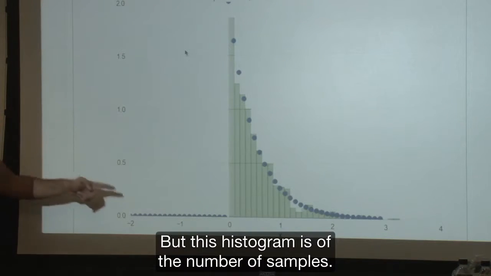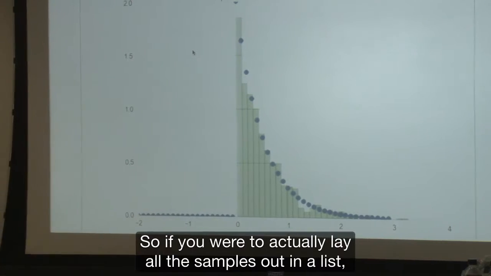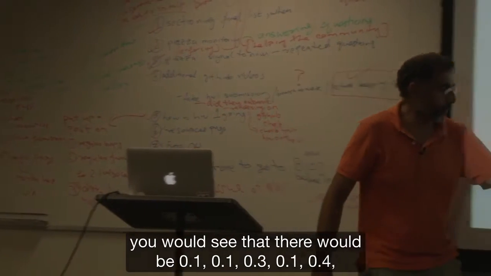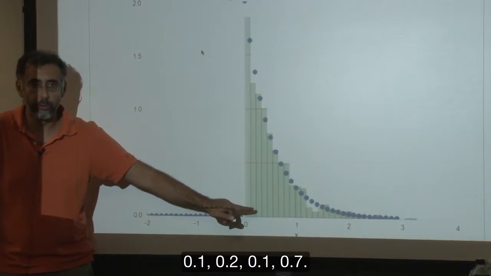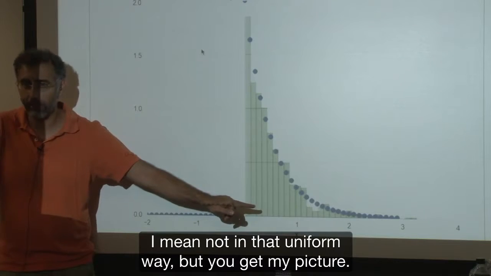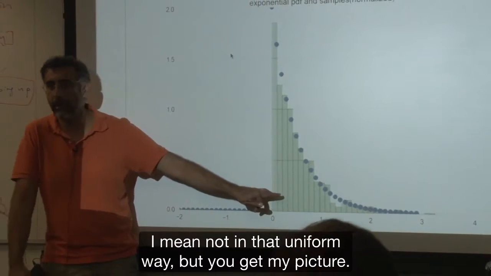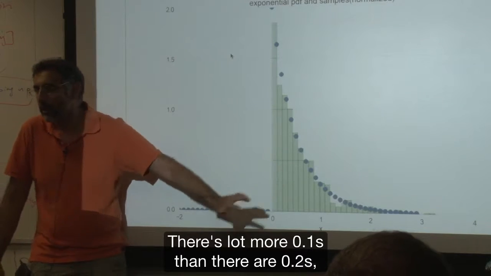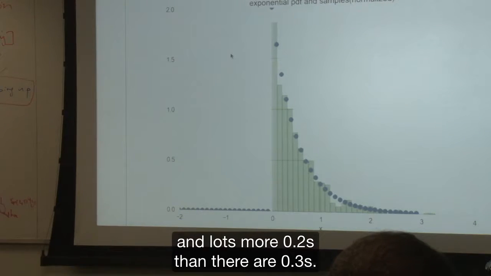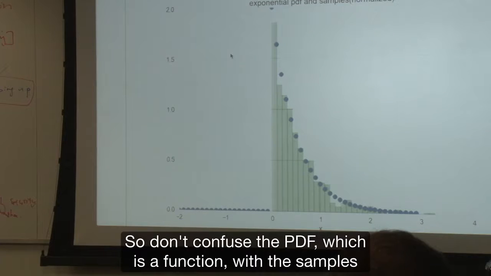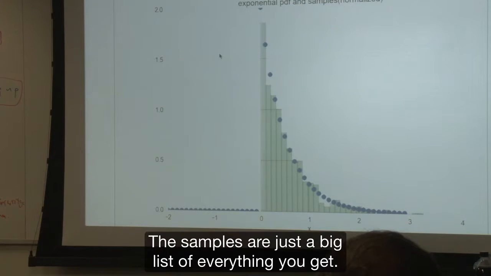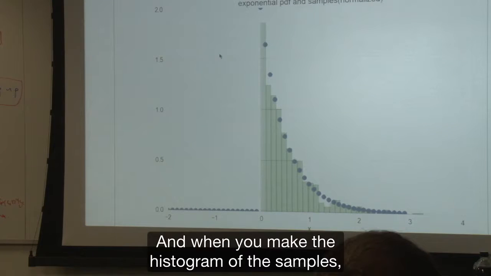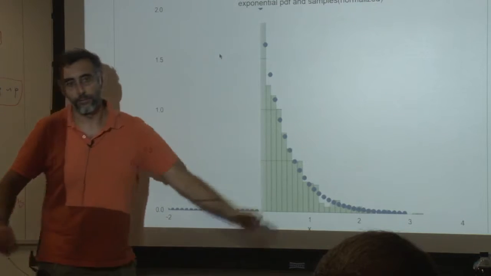But this histogram is of the number of samples. So if you were to lay all the samples out in a list, you'd see something like 0.1, 0.1, 0.3, 0.1, 0.4, 0.1, 0.2, 0.1, 0.7. I mean, not in that kind of uniform way, but you get my picture. There's lots more 0.1s than there are 0.2s, and lots more 0.2s than there are 0.3s. And that's what I mean by samples. So don't confuse the PDF, which is a function, with the samples per se. The samples are just a big list of everything you get, and when you make the histogram of the samples, that follows the PDF. Okay.